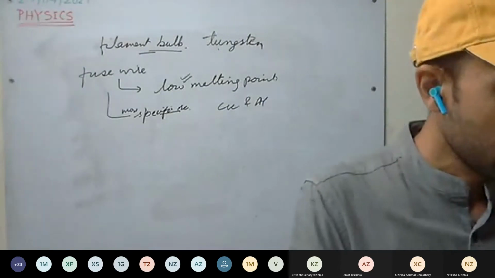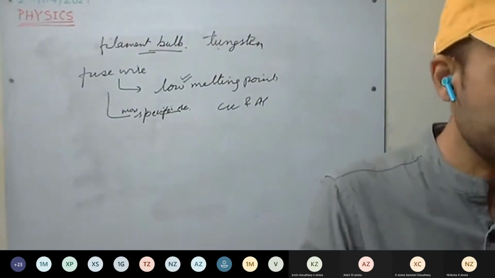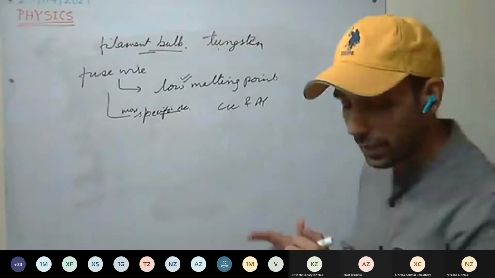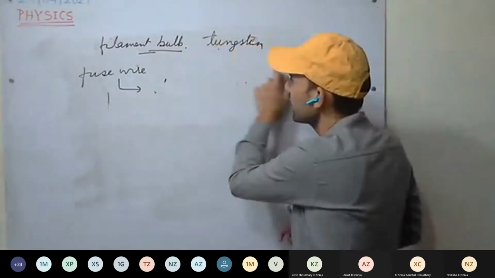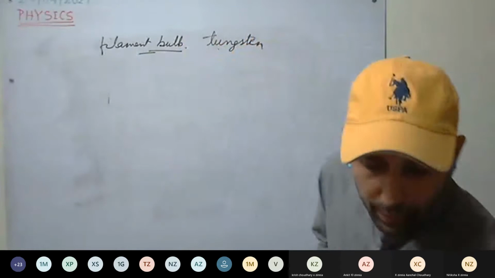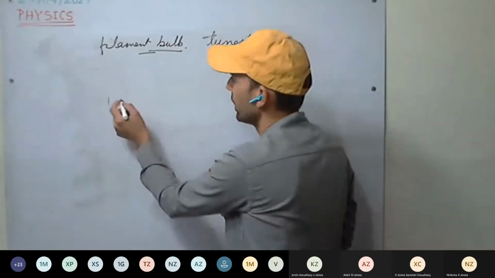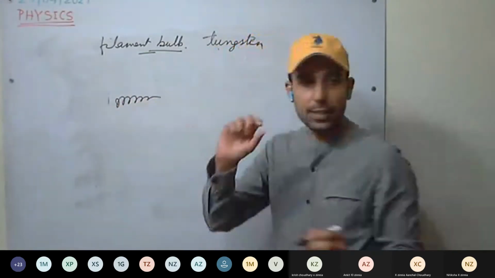Next is the heating element in appliances such as heater, toaster, and oven. So you have seen the heater. I tell you, if you have seen the heater, as we switch on the heater, it glows.